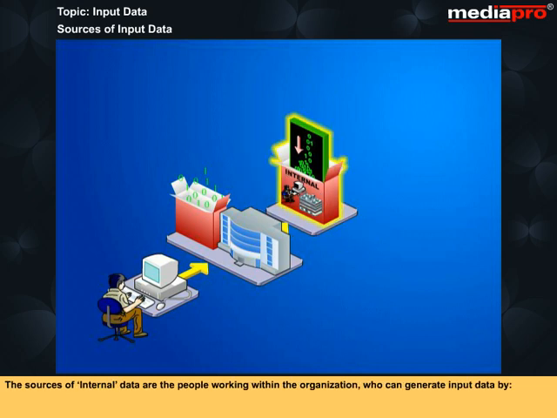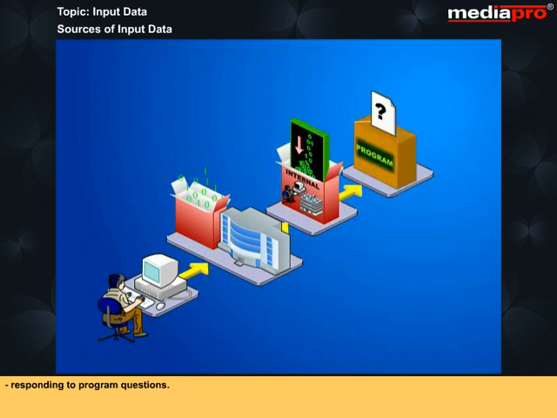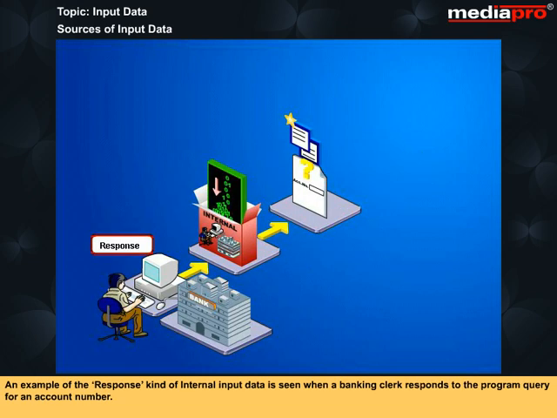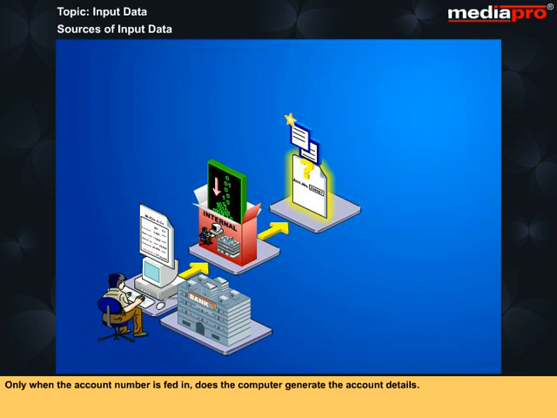The sources of internal data are the people working within the organization who can generate input data by responding to program questions, entering inquiries, providing the facts that need to be processed. An example of the response kind of internal input data is seen when a banking clerk responds to the program query for an account number. Only when the account number is fed in does the computer generate the account details.